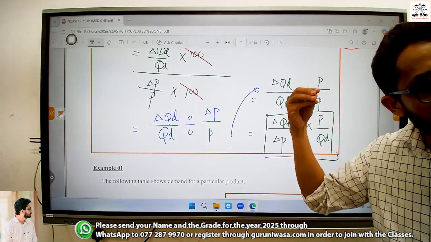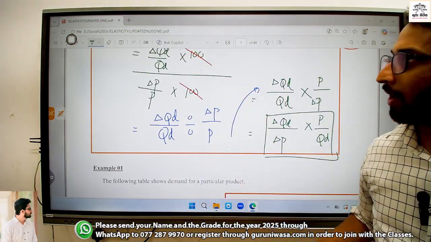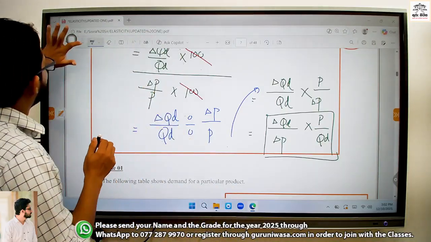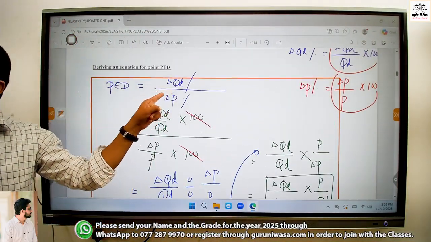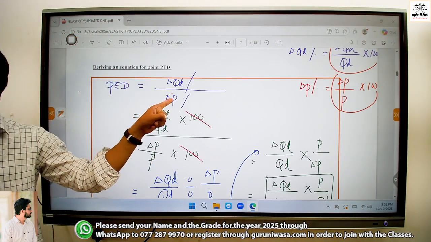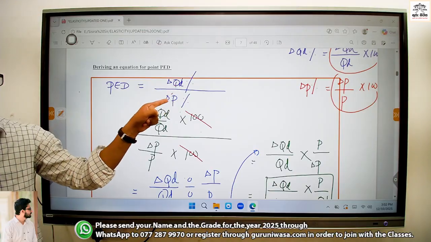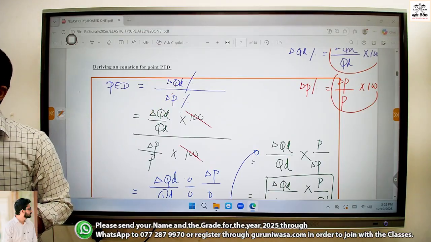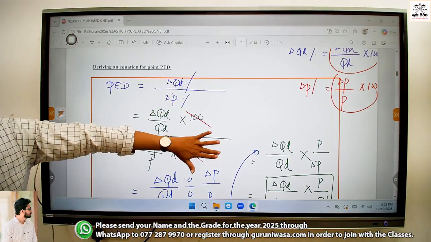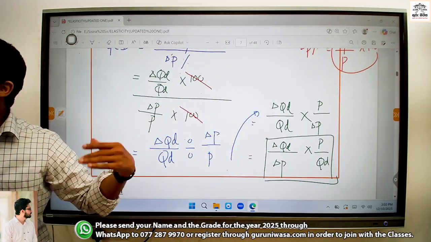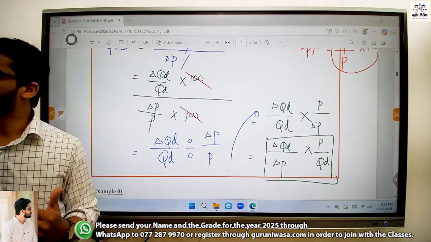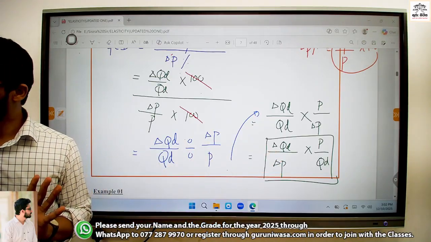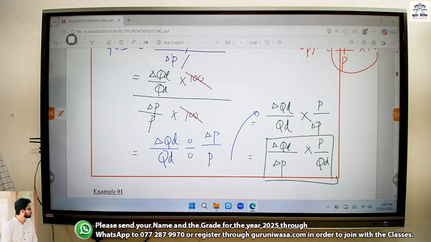This is not a separate equation. From where did I start this equation? Using the original one: percentage change in quantity demand divided by percentage change in price. Actually, this equation is the more advanced one. You get the point? Any doubt? Can you write this down? This is the derived part.